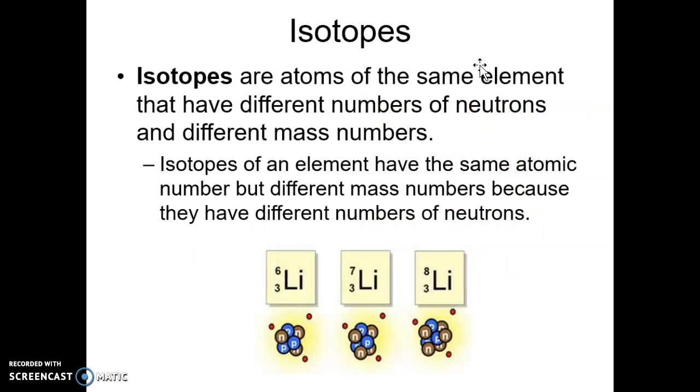Isotopes, again, by definition, are atoms of the same element, but they have a different number of neutrons, and therefore they have different mass numbers. So for instance, if you look down here, lithium, lithium, lithium. These are all lithium. They all have 3 protons, but this one has a mass number of 6, this one has 7, this one has 8. So if you do the math, find out the number of neutrons, 6 minus 3, this would have 3 neutrons, 7 minus 3, this would have 4 neutrons, 8 minus 3, this would have 5 neutrons. Isotopes of an element have the same atomic number, but different masses because they have a different number of neutrons.